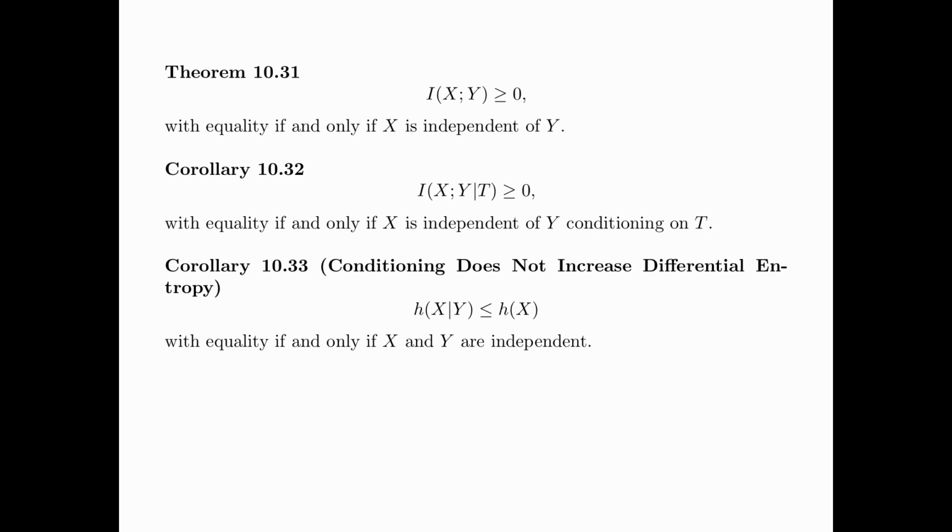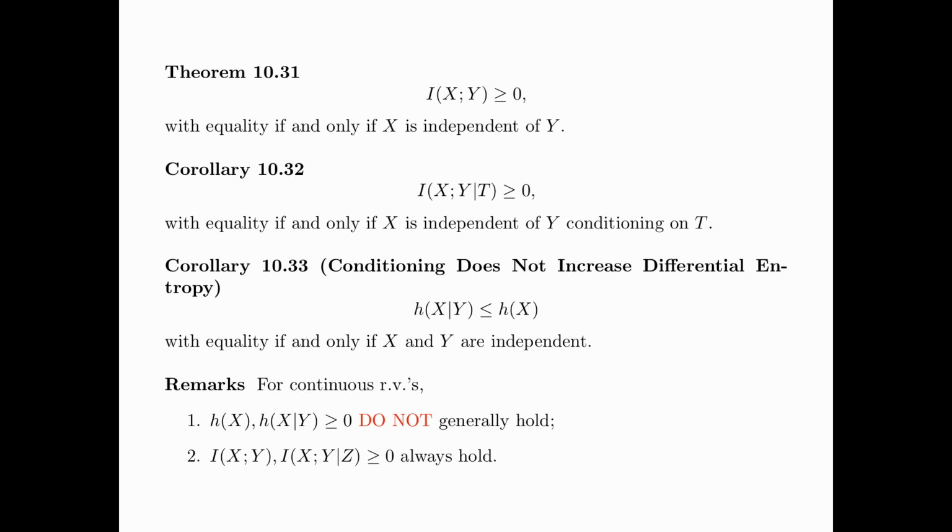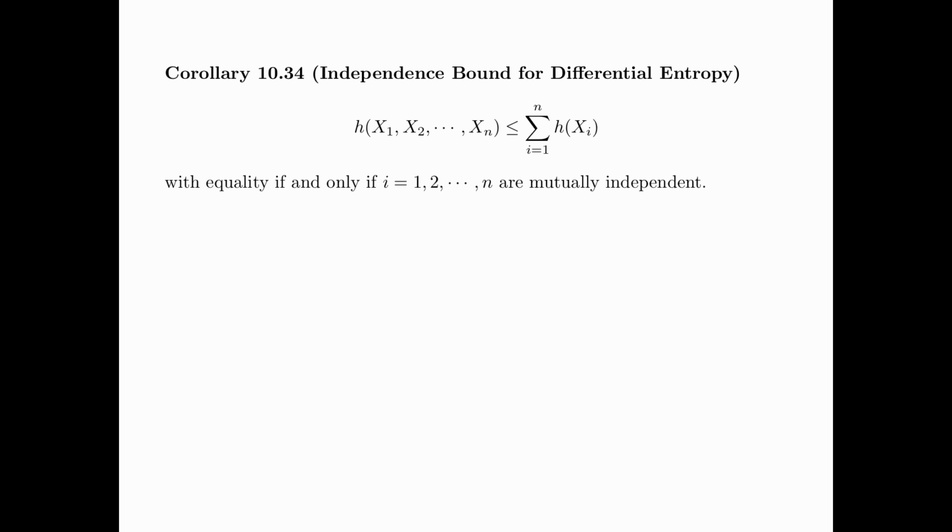The proofs of these results are very similar to the proofs of their discrete analog, and so they are omitted. We only have to make a couple of remarks. For continuous random variables, differential entropy and conditional differential entropy are not always non-negative. However, mutual information and conditional mutual information are always non-negative. Another corollary is the independence bound for differential entropy, which has exactly the same form as its discrete analog.